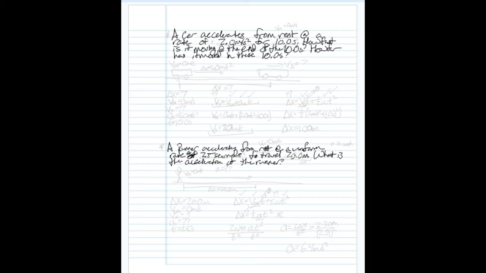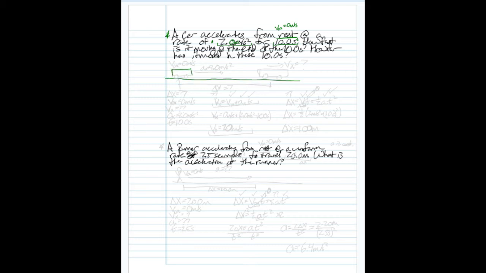Okay, we're going to go ahead and get started with some sample problems. Here we have two scenarios. We have a car accelerating from rest. From rest means that v0 in the x direction is going to be 0 meters per second, at a rate of 2 meters per second squared. 2 meters per second squared would be our acceleration for 10 seconds. 10 seconds is the time it takes. How fast is it moving at the end of the 10 seconds, and how far has it moved in these 10 seconds?